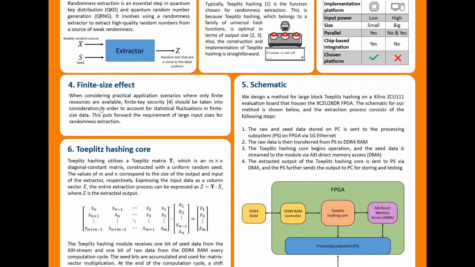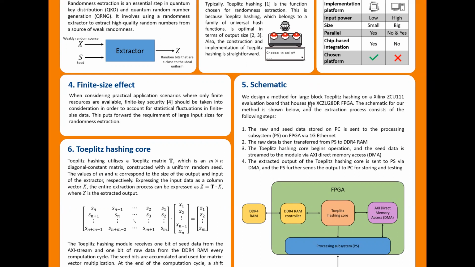In all experiments, we only have access to finite resources. Thus, finite key security is crucial to ensure that we get a meaningful bound on epsilon. This puts forward the requirement of large input sizes to take into account statistical fluctuation.